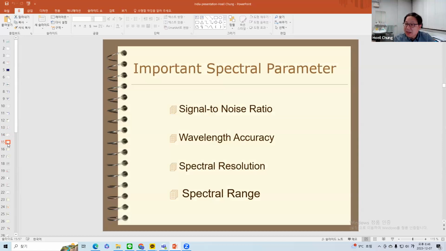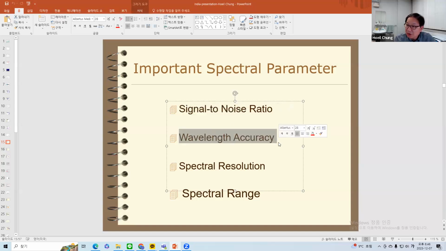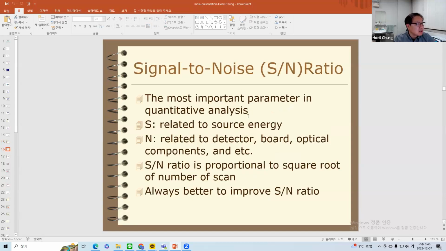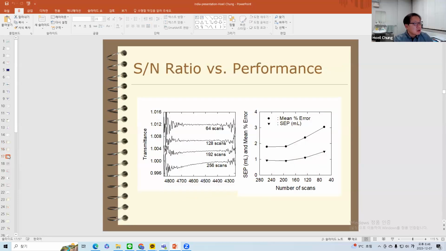Actually, for the accuracy of your measurement, I think four parameters are very important: signal to noise ratio, wavelength accuracy of your instrumentation, spectral resolution, and sometimes the spectral range. It depends, so I will go one by one based on my experience. Signal to noise ratio is a very important parameter. I don't want to go into detail. This is what we did a long time ago.